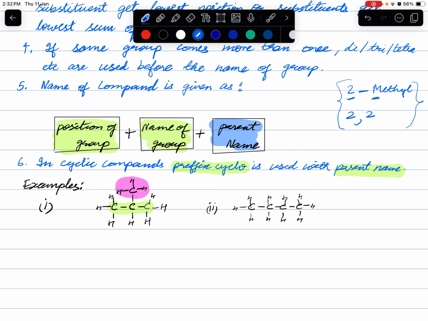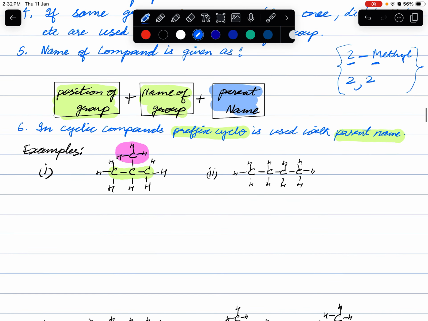Now we write down the name of this branch. How do we identify it? 1 carbon, so it is called methyl. It is a CH3 group. Okay, methyl, and the chain has 3 carbon atoms. When we have 3 carbon atoms, it means the parent name should have the base part prop. And all single bonds, therefore we write plus ane, because all single bonds.